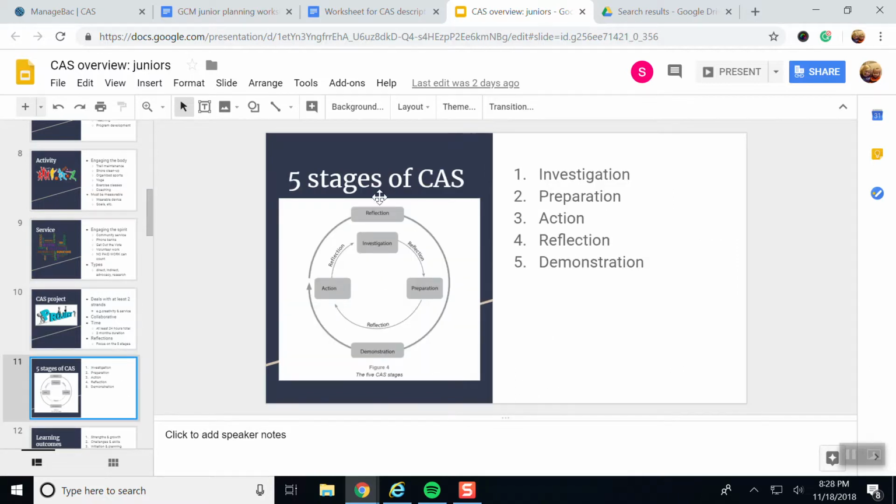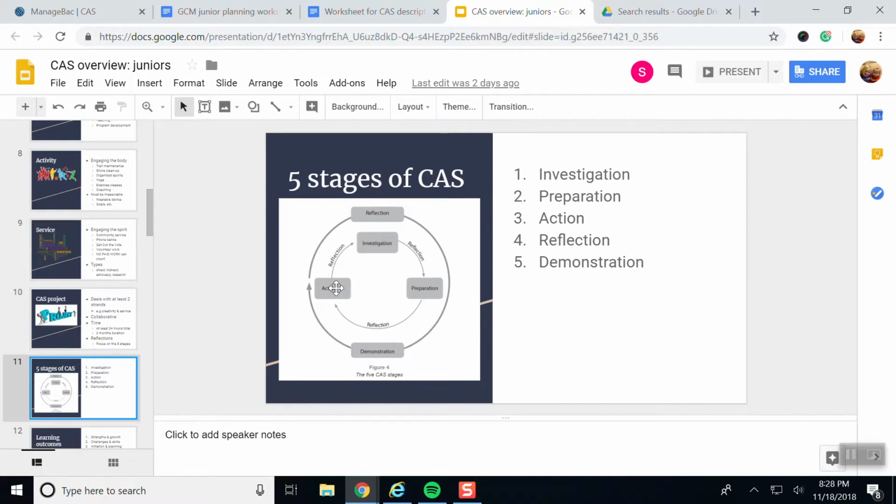And you can see this little image that IB has provided for us in the CAS workbooks. The 5 stages are right there. So you investigate, you think about what you're going to do, right? You prepare, you plan for what you're going to do. You act, or you have your action, and that's what you're doing. And then the reflection and demonstration are going to deal with learning outcomes, and that's where you're either writing or recording some sort of observation, some sort of consideration as to what you did.